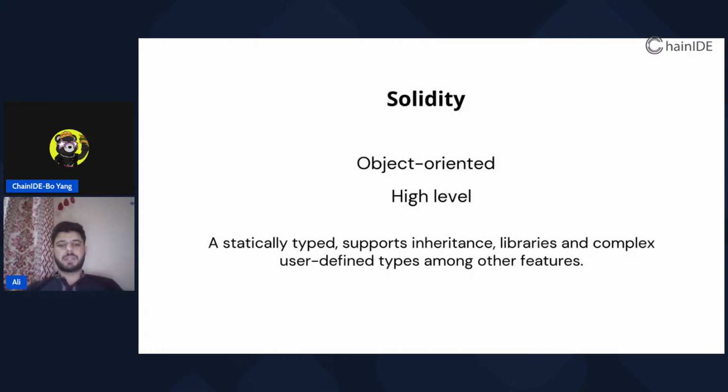And it supports inheritance like other programming languages such as C++ and C Sharp. We can inherit the features from a parent class or a parent contract to a derived contract or derived class. And it supports libraries and user defined data types also.